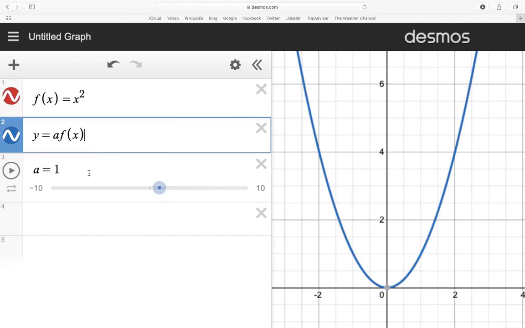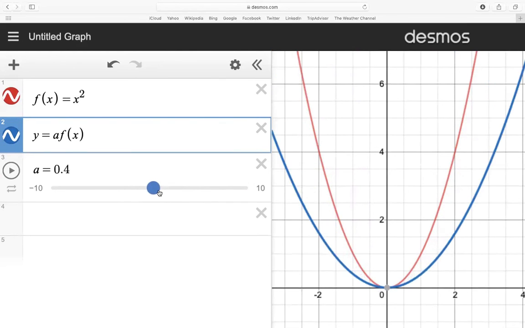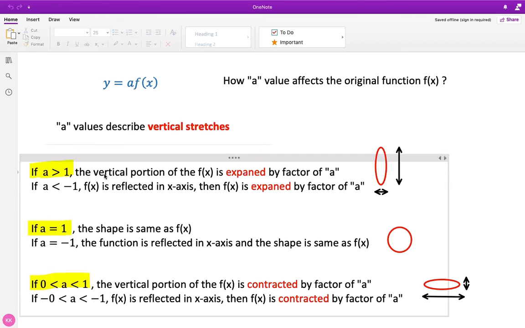What happens if I move a to the left? When the a value is between 0 and 1, you can see that the horizontal component becomes greater, which tells me that the vertical component becomes smaller. This is the conclusion: if the a value is greater than 1, the vertical portion of f of x is expanded. When a is between 0 and 1, the number is a decimal. If I multiply by a number like 0 point something, the vertical component, the y value, becomes smaller.